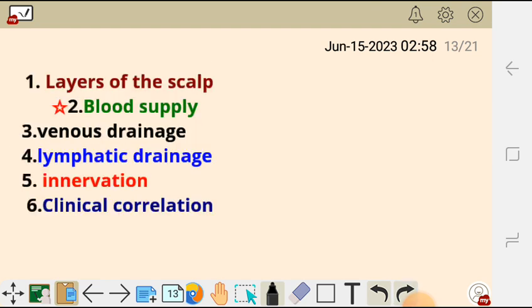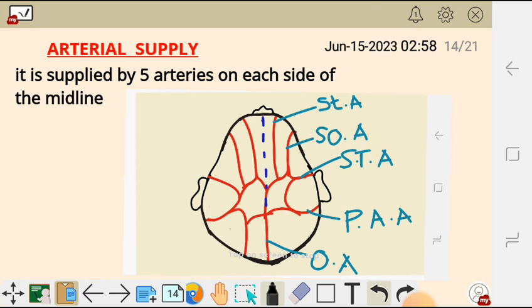Now let's move on to the blood supply to the scalp. So the scalp is supplied by 5 arteries on each side of the midline. Okay, so the 5 arteries are there. We have the supratrochlear artery. Okay, then from there we also have the supraorbital artery. So this one here is the supraorbital artery.